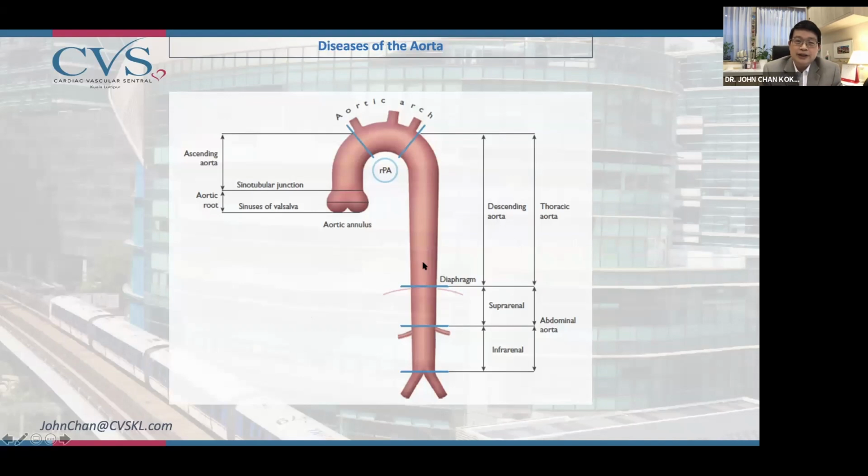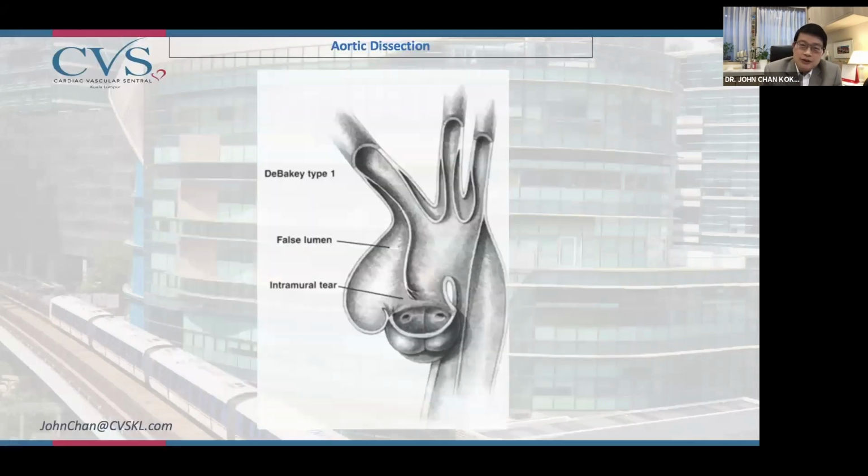So this is the aorta. The heart is here. The aortic valve is here. It separates the aorta from the heart. This part of the aorta is the ascending aorta. This is the aortic arch, and this is the descending aorta. So aortic dissection is, as we know, a tear in the aorta.